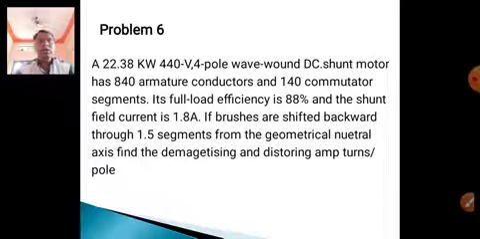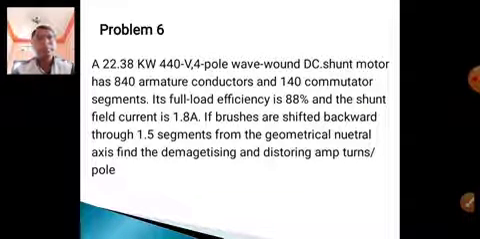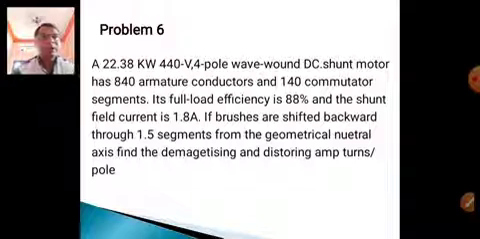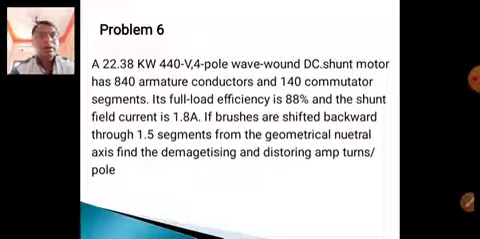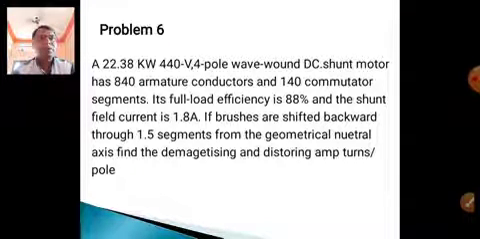So here, given distorting ampere turns per pole. Here the power is given, the voltage is given. From that we have to find the value of current, and the pole is 4 pole. Wave wound means A equal to 2, armature conductors is 840, and the commutator segments is 140. From this commutator segment we have to find the angle shift, and the full load efficiency is 88%. From that we have to find the value of input. So the shunt field current is 1.8 amps.